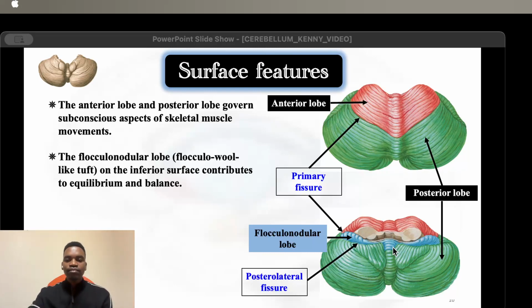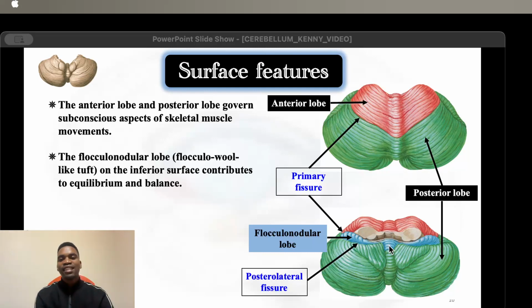lobe. Remember we had the vermis, and the vermis terminated itself as the nodulus. And we had two elevations on either side of the cerebellum. So we said we had a flocculus here and another flocculus here. So these three structures, two flocculi and one nodulus, they will join together functionally to form a third lobe of the cerebellum, which is known as the flocculonodular lobe.